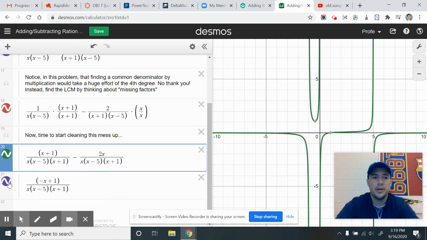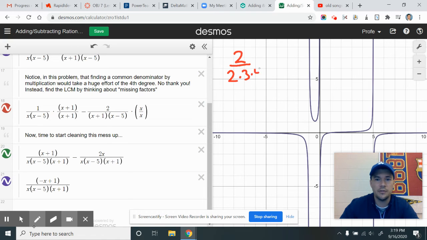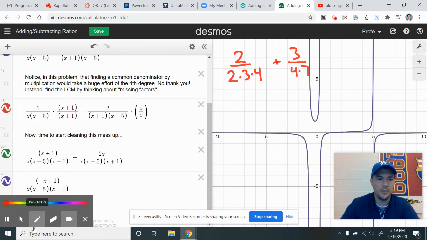So again, the hardest part right here was finding that least common multiple, if you consider that to be a hard part. You know, with numbers, we could compare this to, let's say I'm multiplying 2 over 2 times 3 times 4, which is 24, so 2 over 24. And I'm adding 3 over 4 times 7. Well, if I wanted to find a common denominator, right?